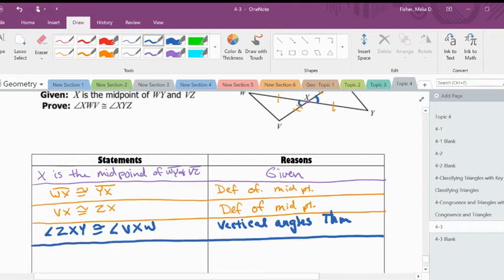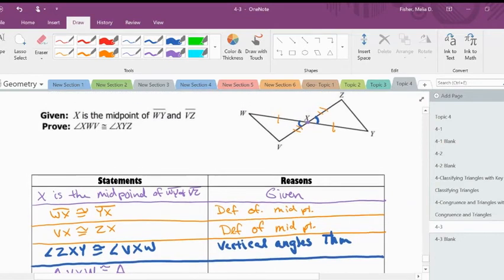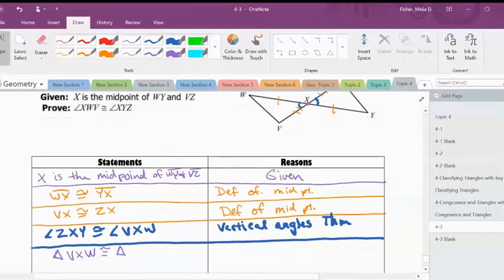I now have enough information to be able to say that those triangles are congruent. So I'm going to say triangle VXW is congruent to triangle, and if I started with V, I'm going to want to start with Z, ZXY. And it is possible you wrote down a different triangle order here as long as it was correctly ordered. And the reason for this was side-angle-side congruency theorem.